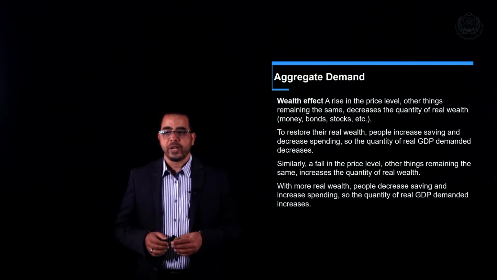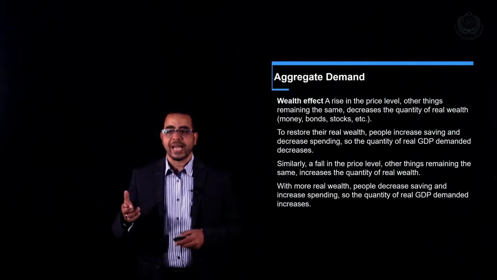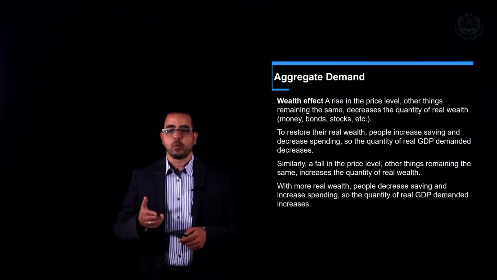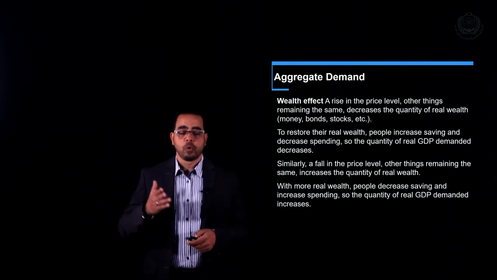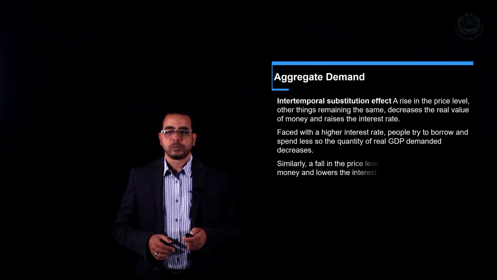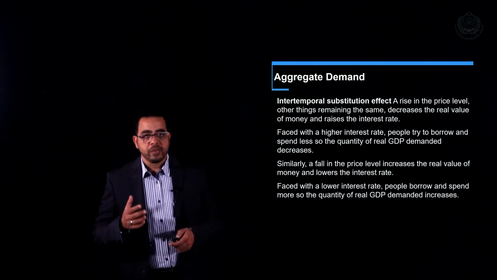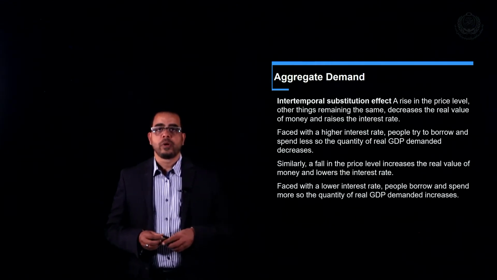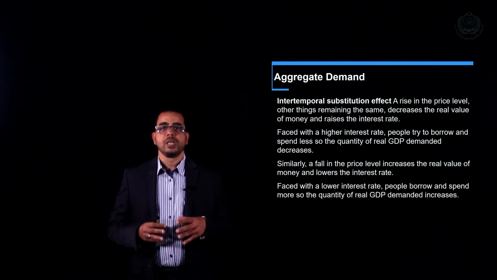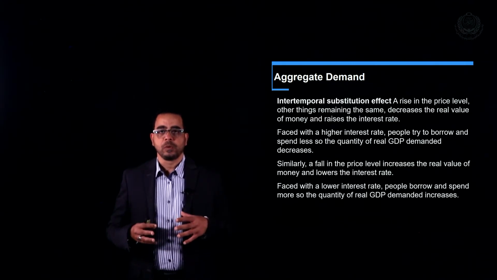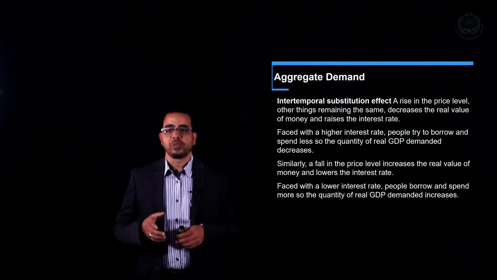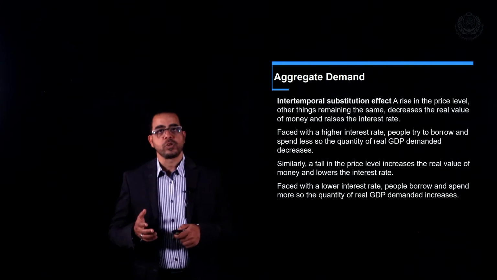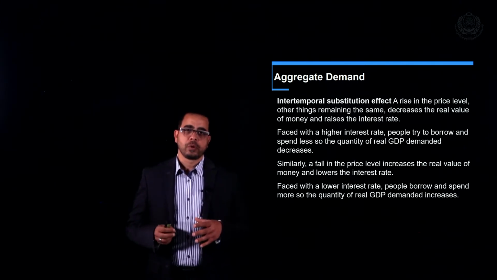So with real wealth, people decrease saving and increase spending, so the quantity of real GDP demanded increases. So more wealth, more buying. What about another application: how would a change in the price change the appetite of people to buy or not to buy? Here we're talking about the intertemporal substitution effect. What do you mean by intertemporal substitution effect?